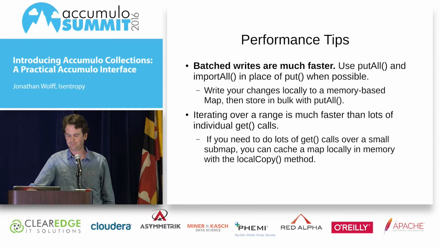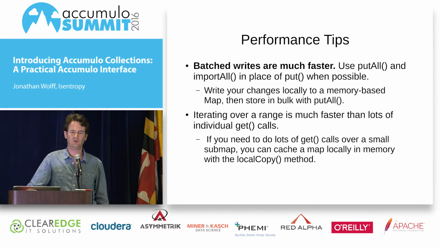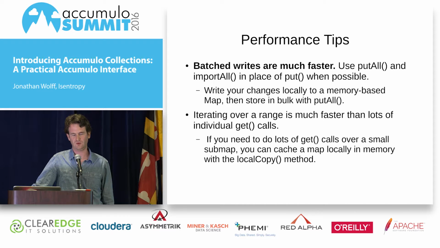The other thing is that individual get commands I found are fairly slow in Accumulo because it sets up a scanner. So I think Accumulo is more suited to iterating over ranges of rows, but the individual get commands can be kind of slow. So if you want to do a lot of get commands, first of all, you can iterate over a submap. That's pretty fast. And the other thing you can do is to cache a local copy of the map.